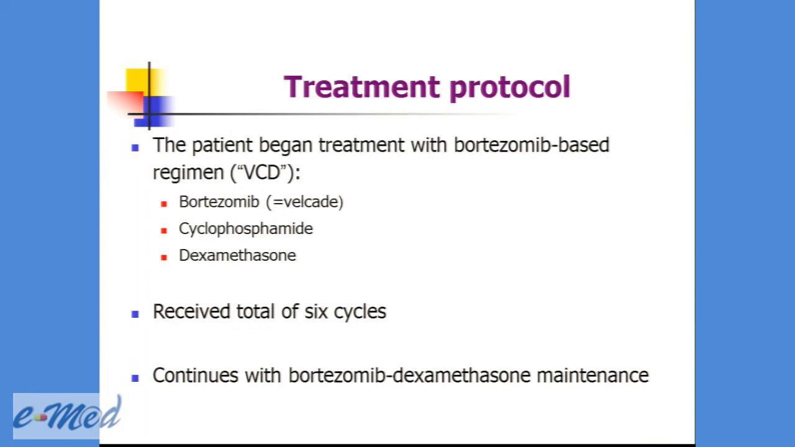We usually give the VCD if it's tolerated by the patient, that is composed of bortezomib, the Velcade, cyclophosphamide, and dexamethasone. Our patient received 6 cycles of this combination that spanned roughly half a year, and continues with bortezomib and dexamethasone maintenance on a regular basis.